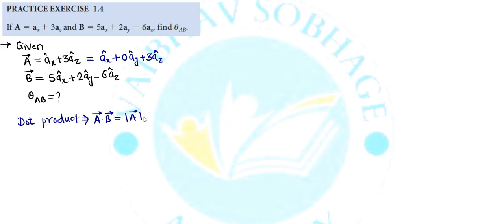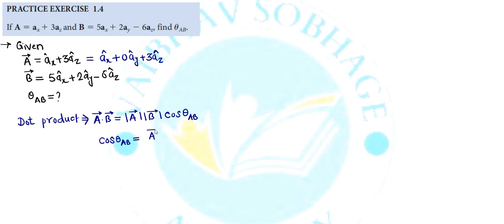Magnitude of one vector multiplied by magnitude of another vector into cos of the angle in between the two. Since we have vector A and vector B, we have written it in the form of vector A and vector B. Now in this case we are going to rewrite this equation. So what will be the next step? Cos of theta, the angle in between these two vectors, will be equal to what now?